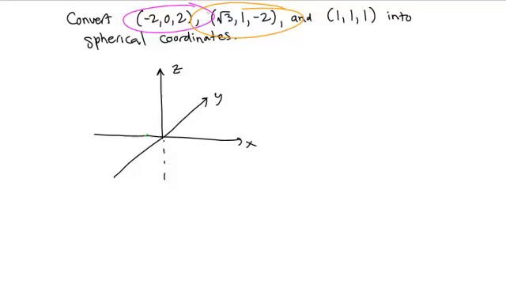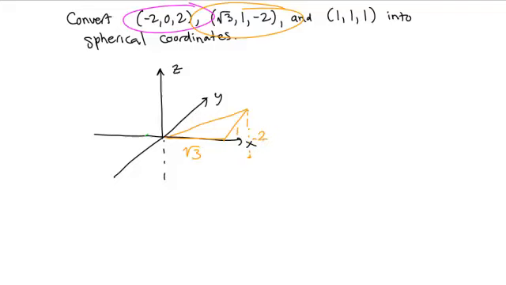Next, let's take a look at this point right here. This is the point that goes root 3 units in the x direction, about 1.7, 1 unit in the y direction, and then from there drops below the x-y plane to go 2 units down below.